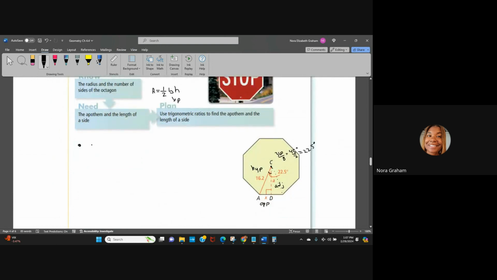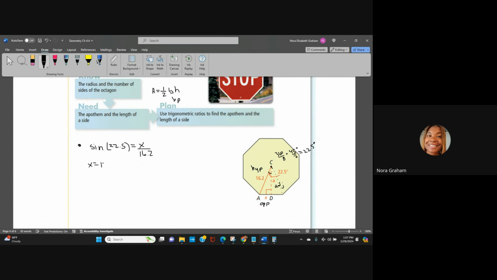So I'm going to do sine. Remember, it's op over hype. Sine of my degree is 22.5. And then my op, I don't know what it is, so I'm just going to label it as x for now. My hype, they give me that. It's my radius. That's going to be 16.2. Then again, I just use algebra because I want to isolate my x. I can do that by multiplying both sides by my denominator, 16.2, and then crossing out that on the side. That's going to give me, I'm just going to write my x on the left-hand side.